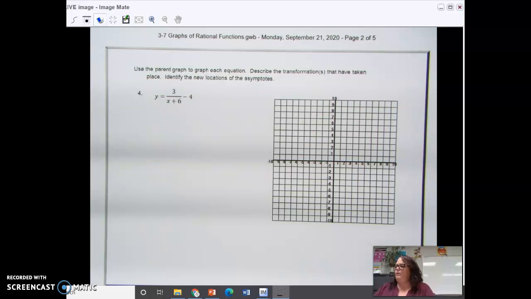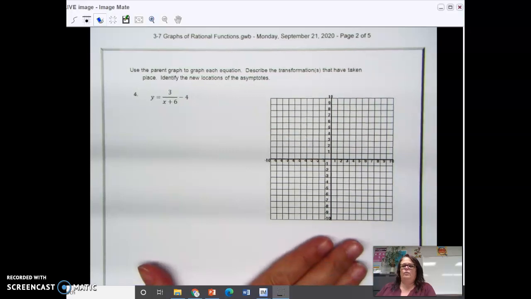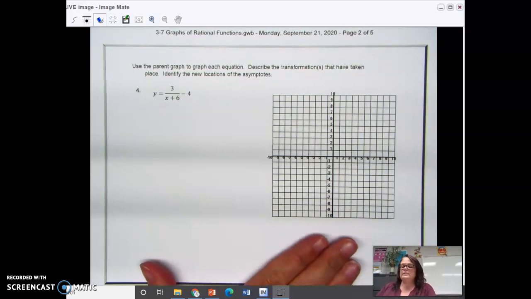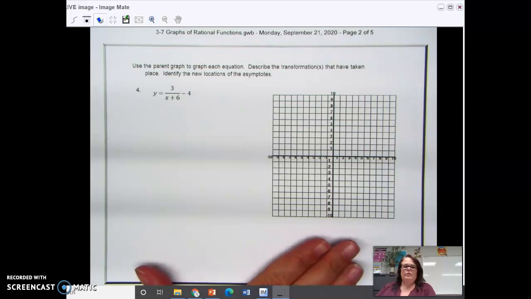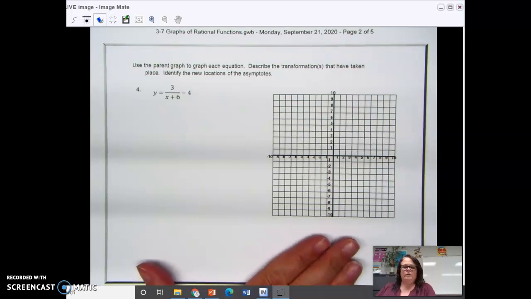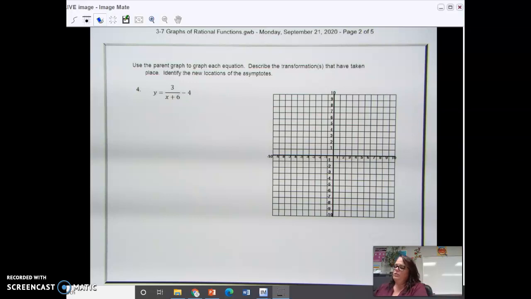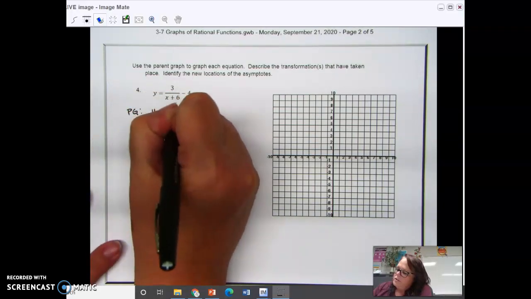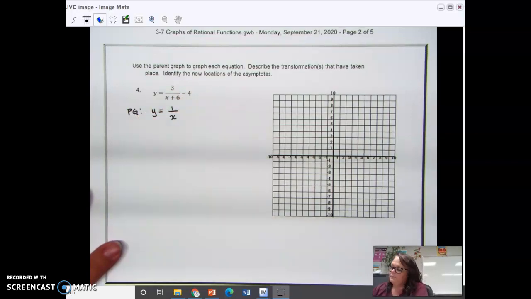All right, so I know I went a little bit quickly on part one, and if you have not watched it yet, you should watch part one first. But I'm going to slow down a little bit so that we can really talk about it when we actually go to graph this. So what I want you to notice is that the parent graph here is going to be the reciprocal function y is equal to 1 over x.